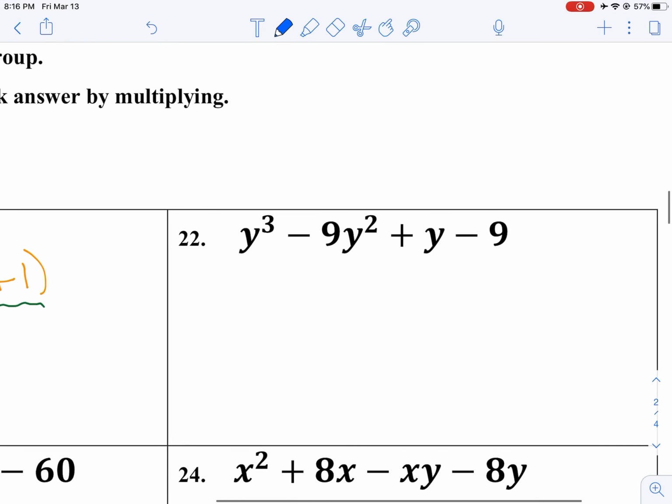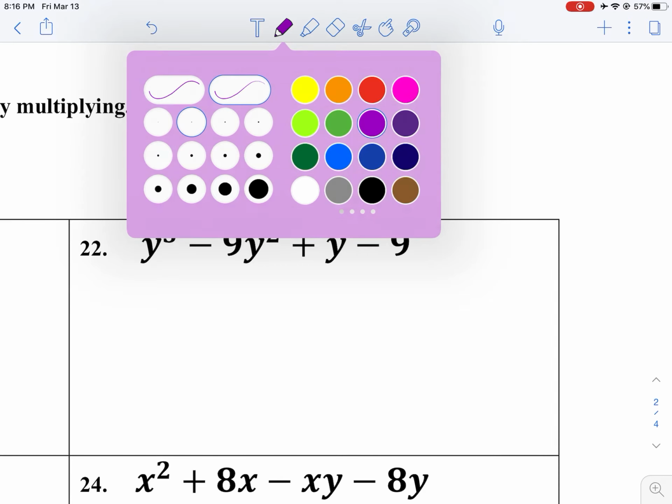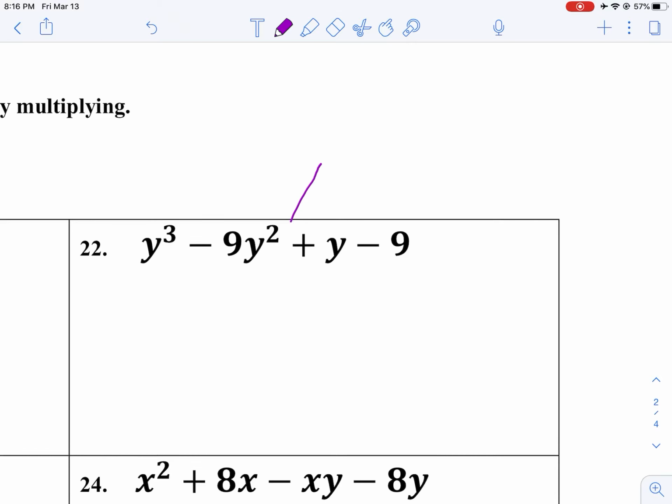Okay, so let's try that again. I know it was a little rough, but let's try it again. So I'm going to cut this in half. Not really cutting it, just splitting it up. So I look at the first two. What do they have in common? They have a y squared in common. What's left? There's a y minus 9.